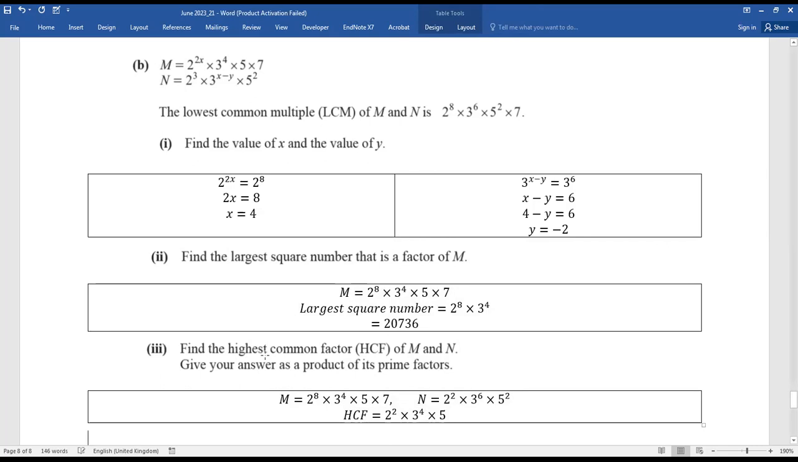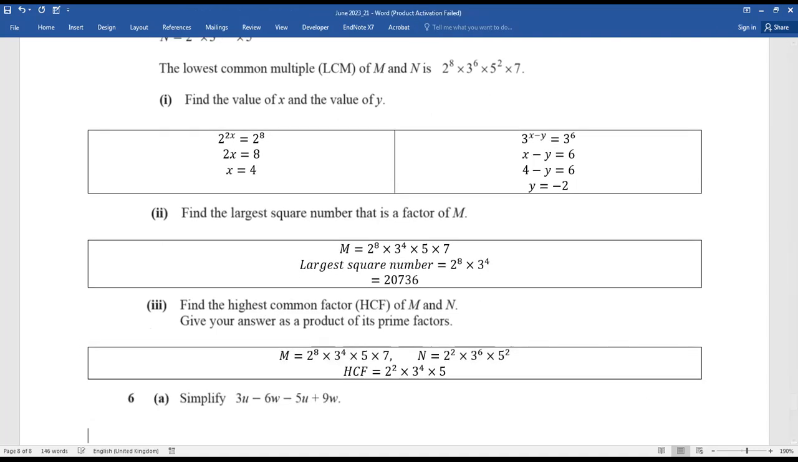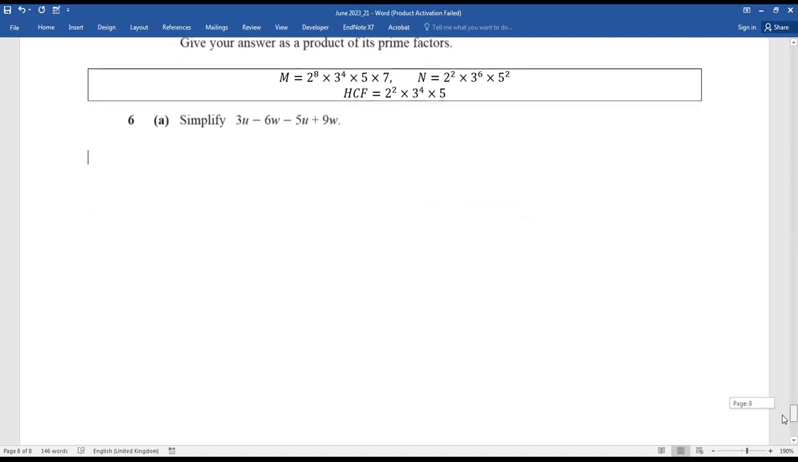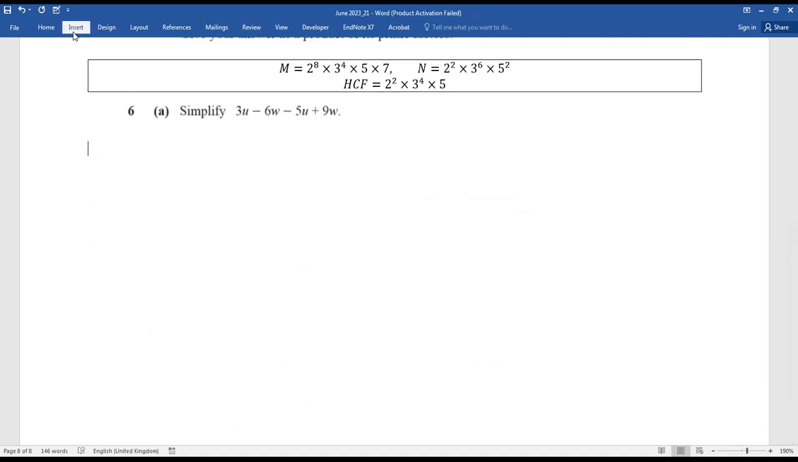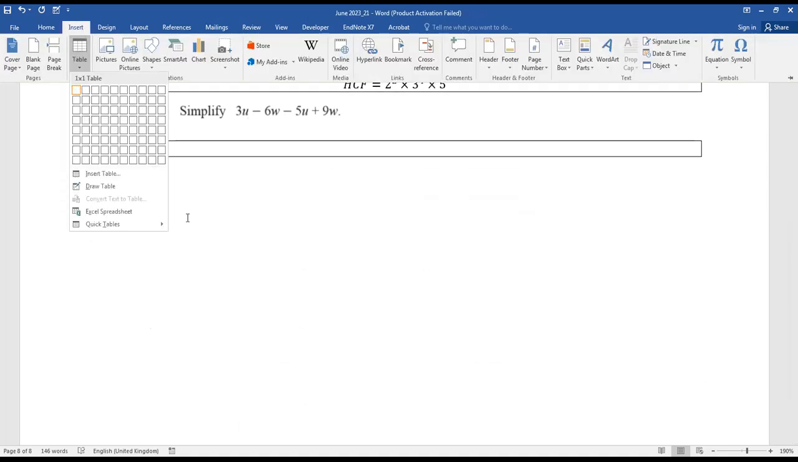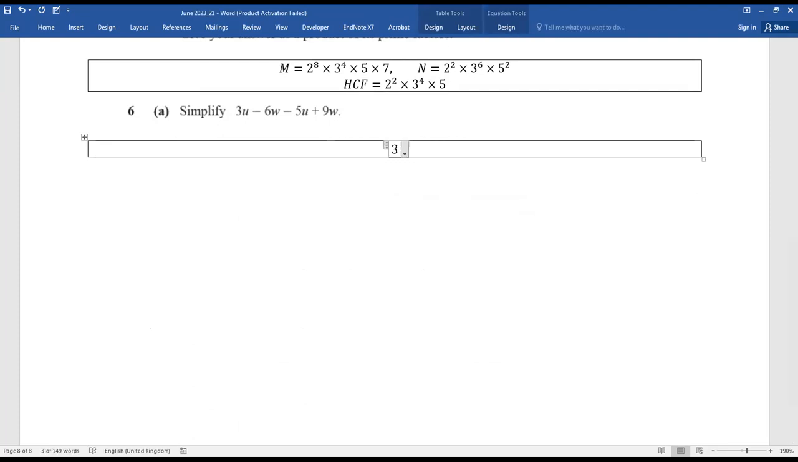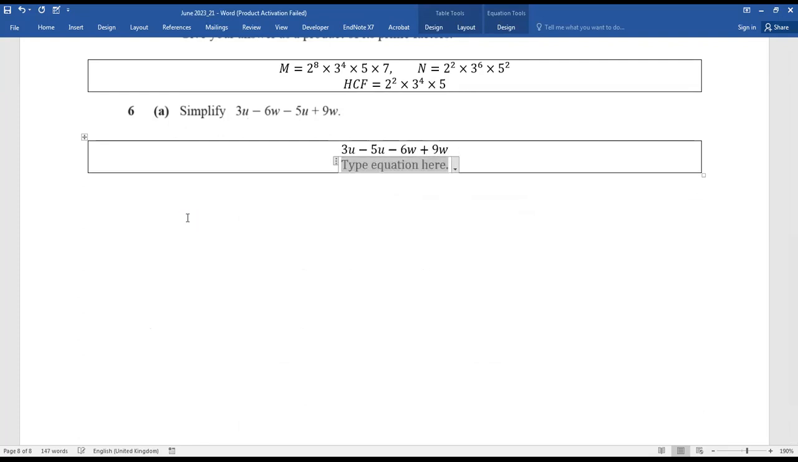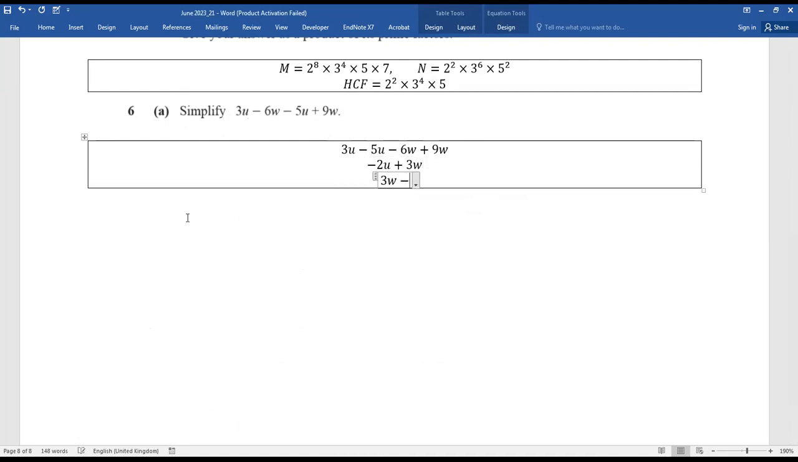Moving on to question number 6. Says simplify this. We need to add or subtract like terms. 3u minus 5u minus 6w plus 9w. So there is minus 2u plus 3w. If it doesn't look nice, you can write it as 3w minus 2u. Still means the same thing.